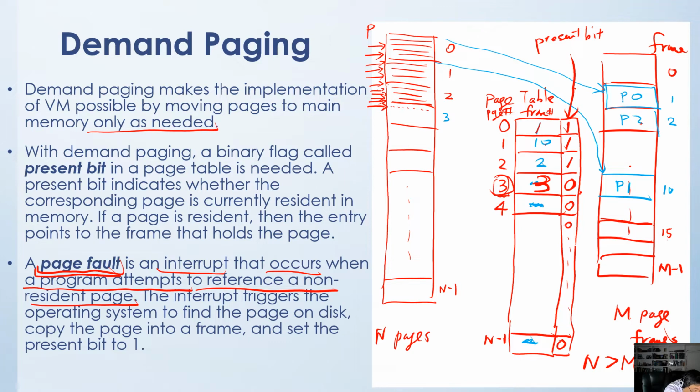into the frame number 15. Sorry, it's 15, not a 3. So let me erase this. Okay, so we can update this into 15. And then also, don't forget to update the present bit from 0 to 1. Okay, we have to update that information as well.